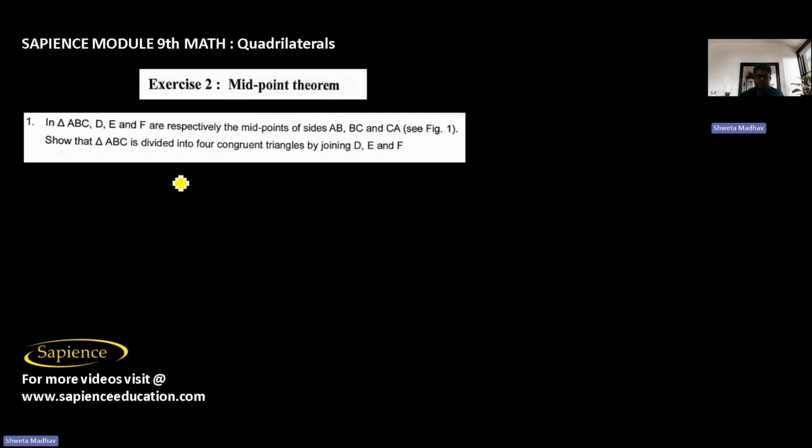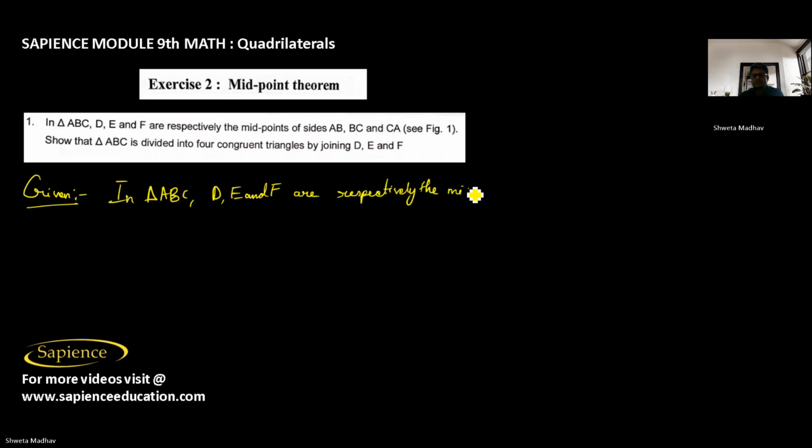Hello everyone. Good evening. Here we shall start from question number 1 in exercise 2, which is based on the midpoint theorem. It is given that in triangle ABC, D, E, and F are respectively the midpoints of AB, BC, and CA respectively.